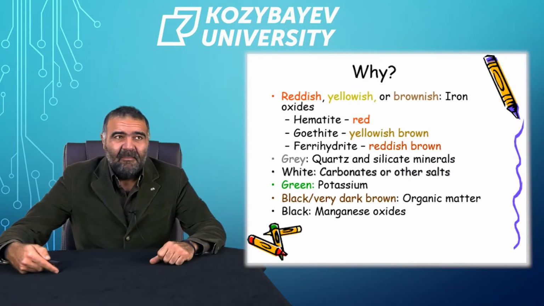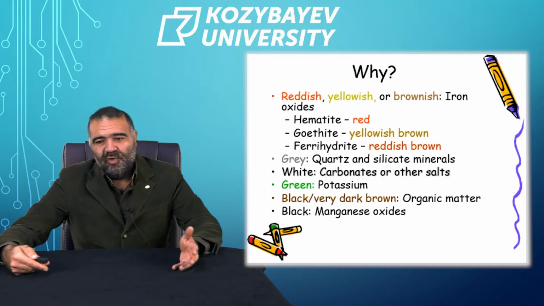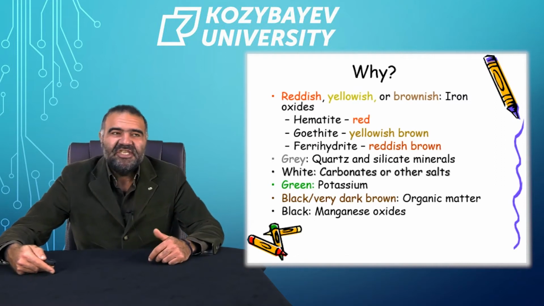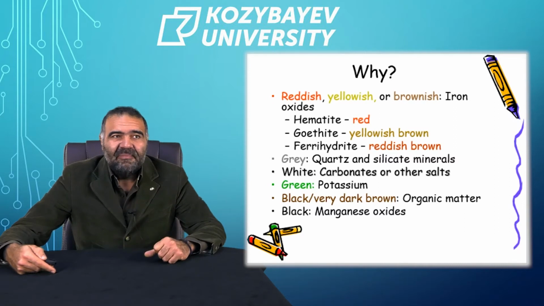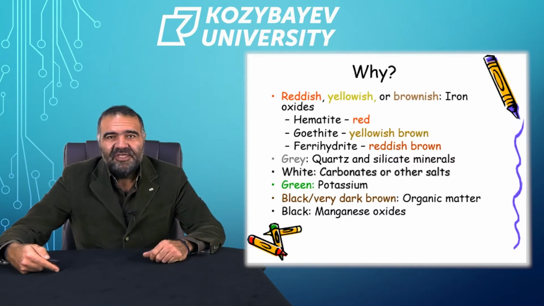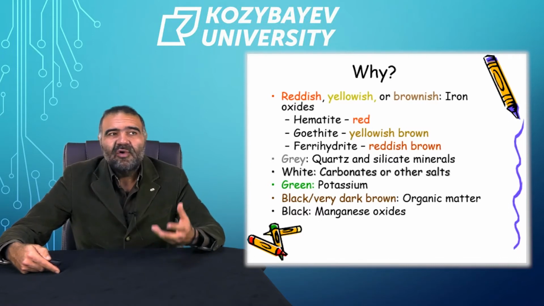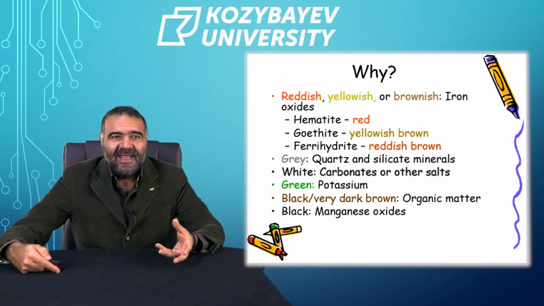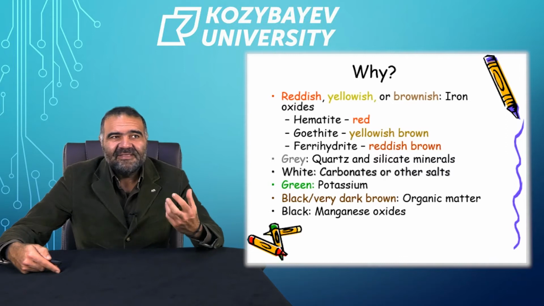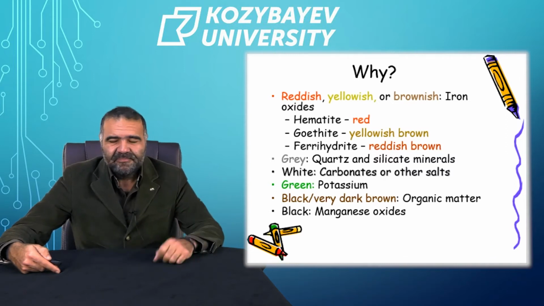express the soil color. But why does the soil have different colors? This depends on the composition of the soil. When we have a reddish color, or yellowish colors, or brownish color, this depends on the components of which the soil is formed. For example, if we have hematite in the soil, the color of the hematite, the iron oxides, is usually red. When we have goethite, the color of the goethite is yellowish brown. When we have ferrite, it's reddish brown.